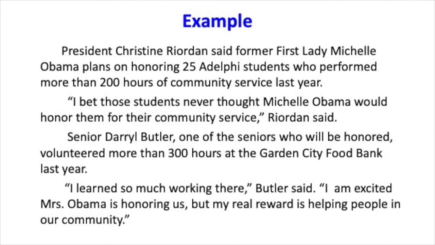Now, the story on the screen flows well from one paragraph to the next. But now let's say that Michelle Obama is also going to be doing something else besides honoring students. You should include that in your story, but you're probably going to need to have a transition.